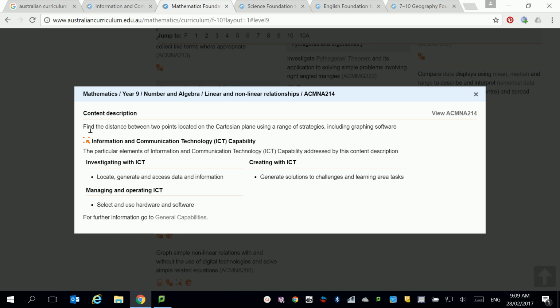Okay, so in terms of finding the distance between 2 points located on a Cartesian plane, you can see here that they can do this with pen and paper, obviously, but there is an opportunity to use graphing software. Okay, so that's how you would integrate this ICT capability, by enabling students to use graphing software. And the skills here are investigating and creating.